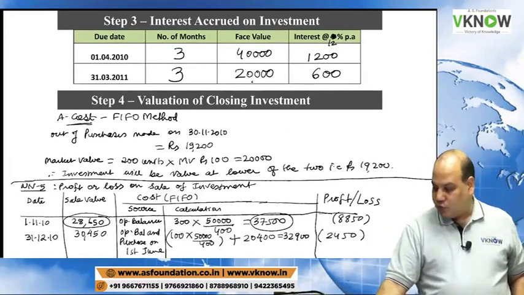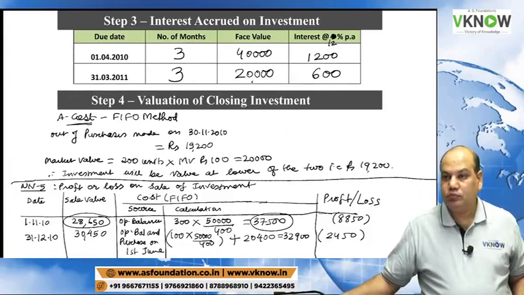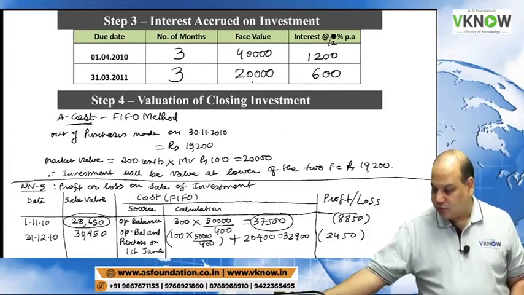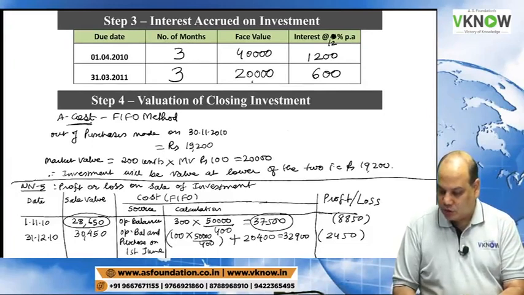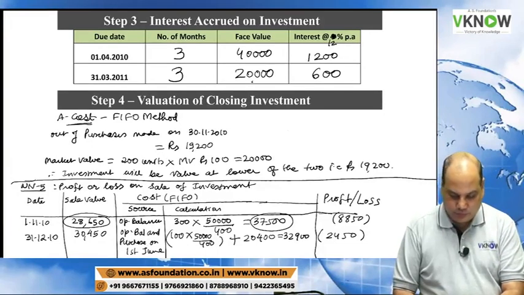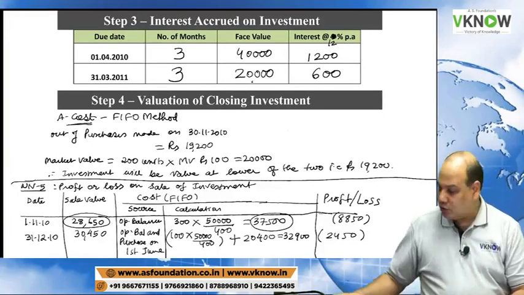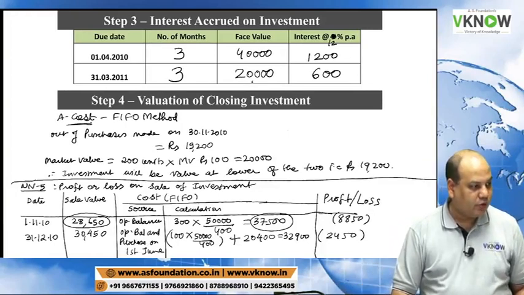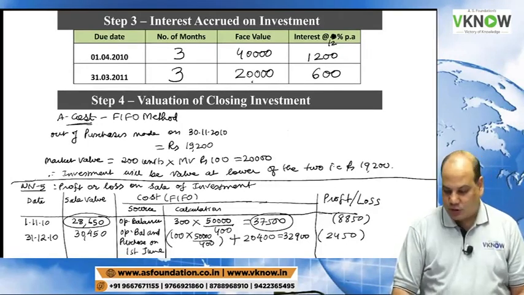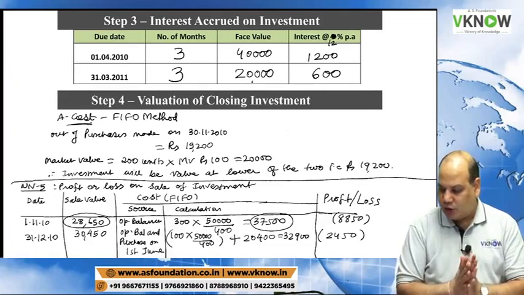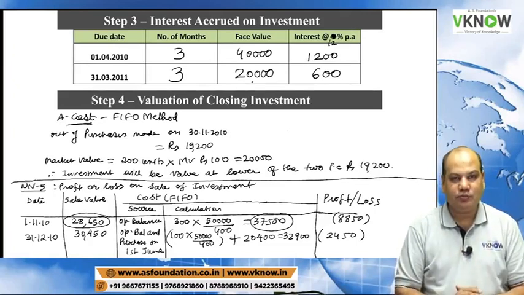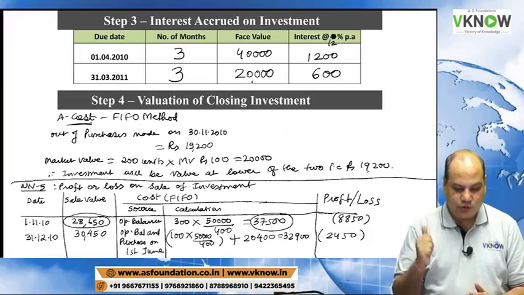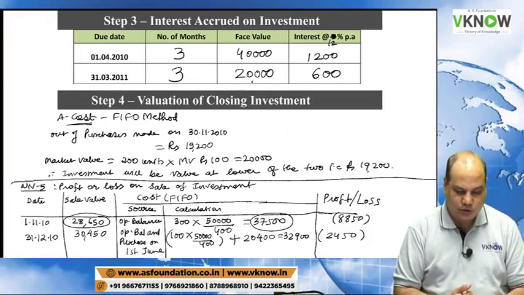Is the answer right so far? Now you are ready with all the working notes. 2,450 loss is right. Okay, so how did you find this question? Enjoyable or no? Yes sir, we enjoyed this question.